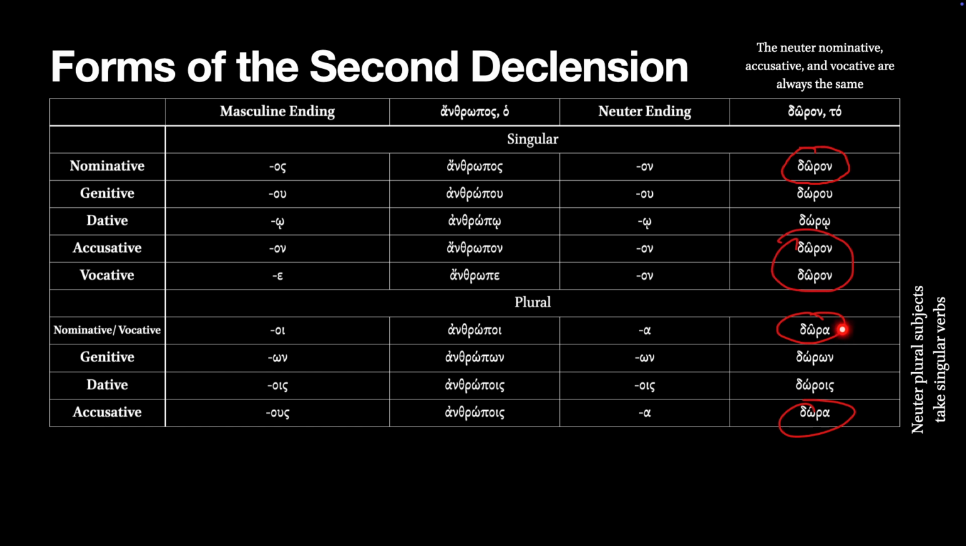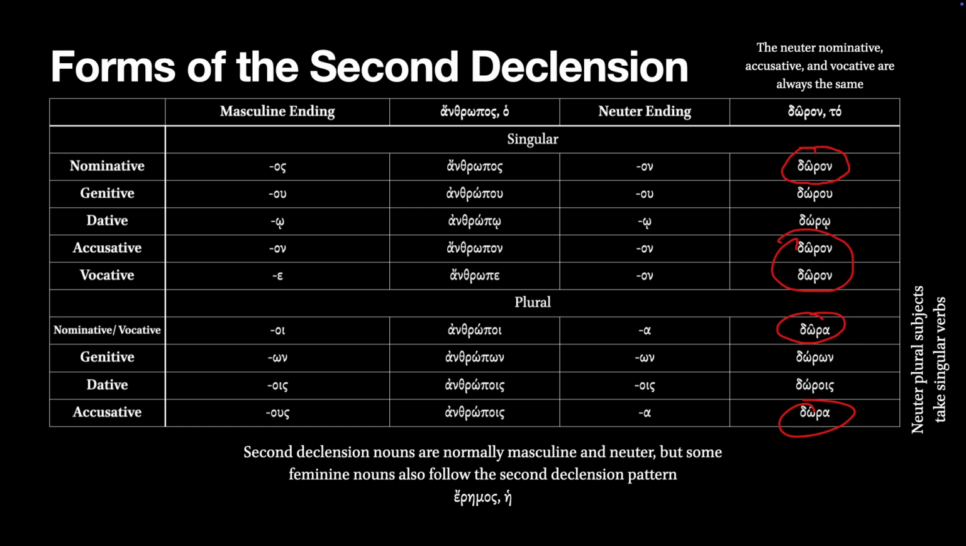So the gifts are good. In Greek there, the verb would be in the singular, even though you have multiple gifts, because the neuter plural is a group of things, it takes a singular verb.